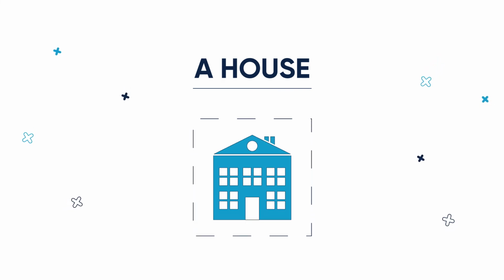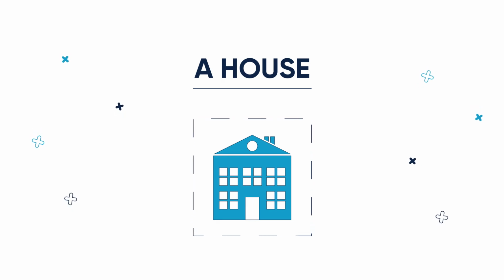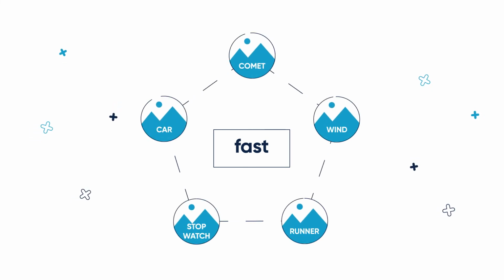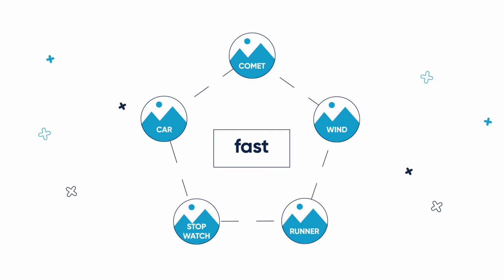But if the keyword is an adjective, verb, or something abstract, I usually make a list of associations. Let's try "fast." A few quick associations that come to my mind are a car, a meteor, a comet, the wind, a stopwatch, a runner. You can continue this method for each of the words until you find a concept that fits perfectly.